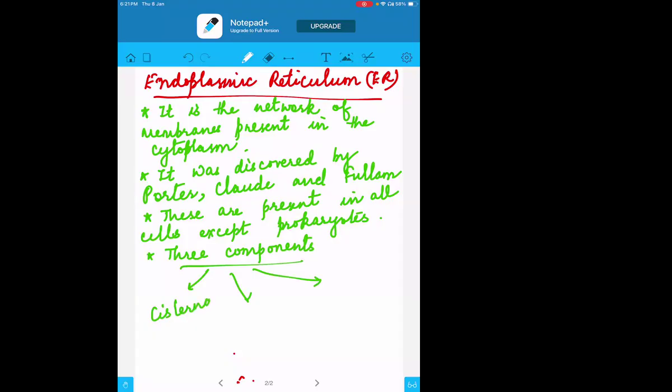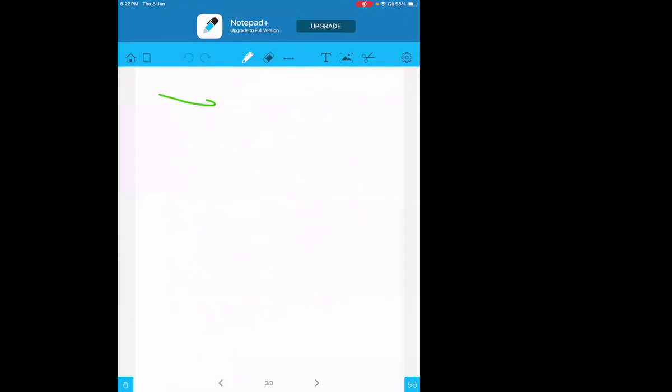The three components are cisternae, vesicles, and tubules. Cisternae are structures like this, which have ribosomes over them. Ribosomes, these are what? These are the cisternae.